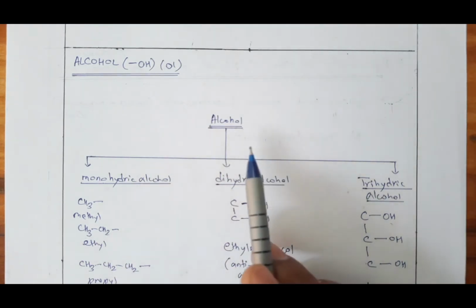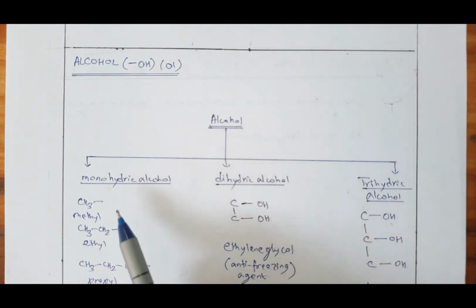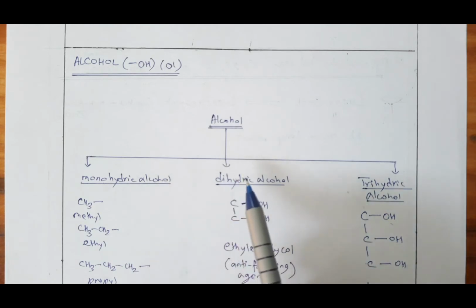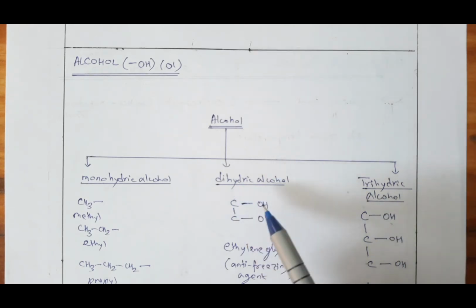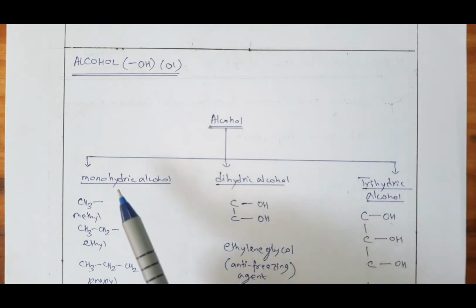Now this alcohol is of three types. One is called monohydric alcohol, the other is called dihydric alcohol, the other is called trihydric alcohol, students. Dihydric alcohols are those alcohols which have 2 OH in a compound. Trihydric means having 3 OH in a compound. If there is 2 OH, that is called dihydric. And if there is only 1 OH, we call it monohydric.